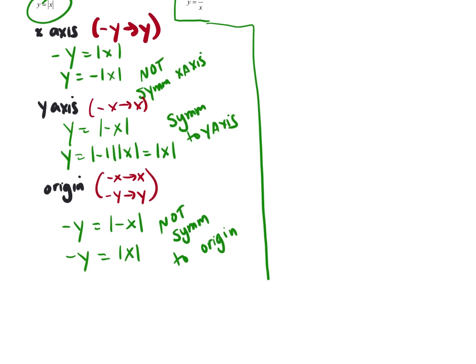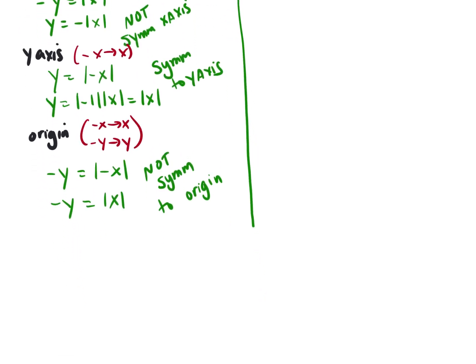Now, if you think about what this graph looks like, you should know this. This is from section 1. An absolute value graph simply looks like this. It's like a V, and a V obviously only shows symmetry to the y-axis. Okay?